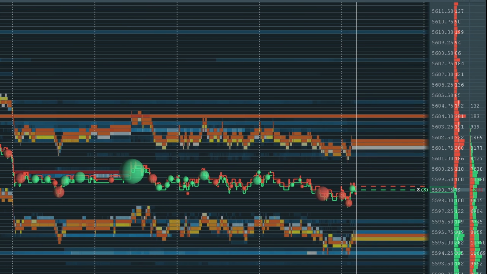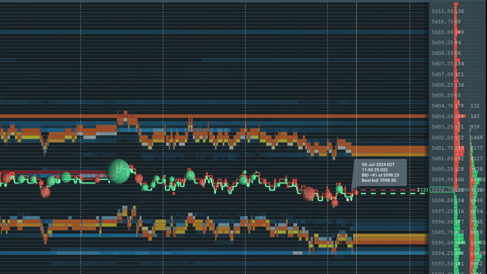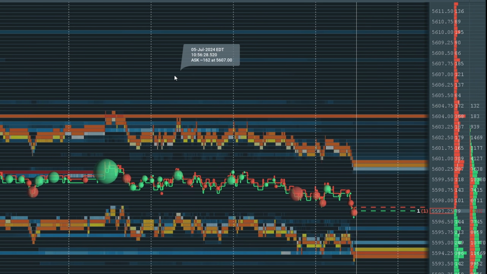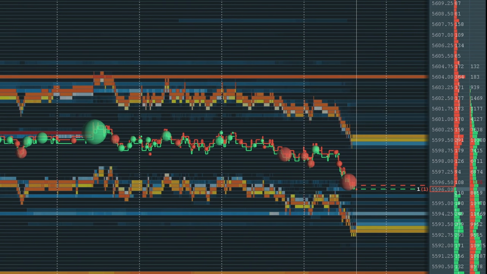Now look, we start to come down here just a little bit. You see a little bit of delta show up right here. And we're going to see, can we push down towards some of these resting buy orders? You can see the market is starting to go down, and look at the size of the delta on this, right? This is the largest bubble that we've seen in a while.